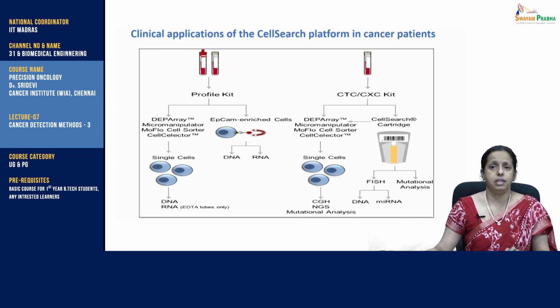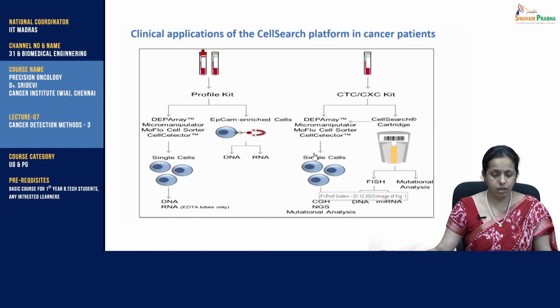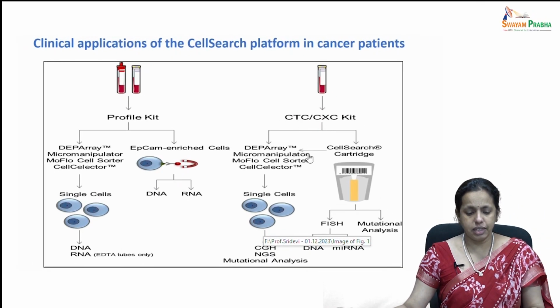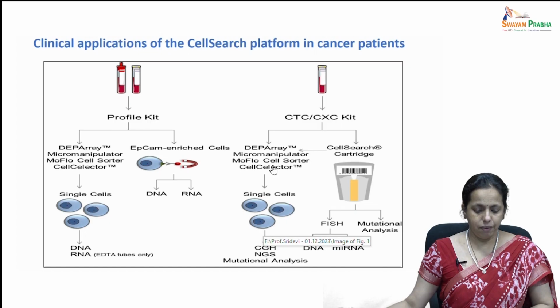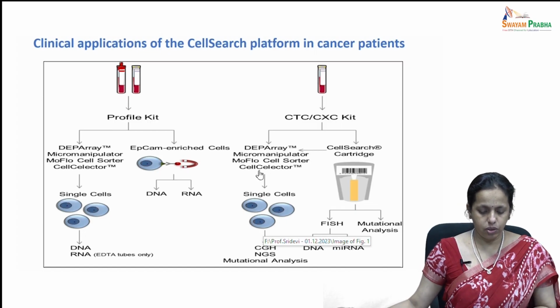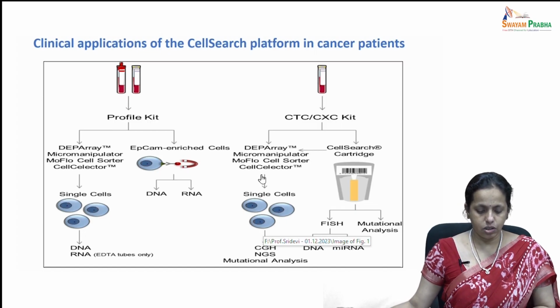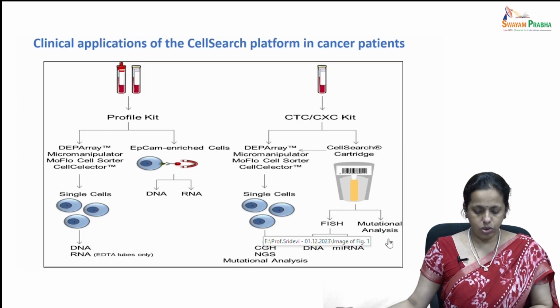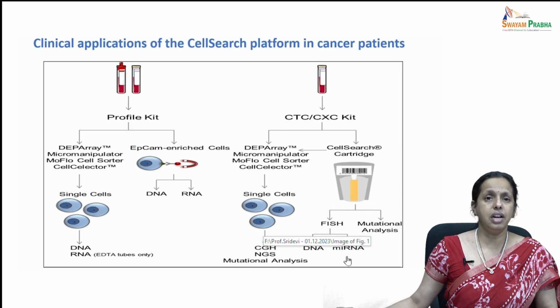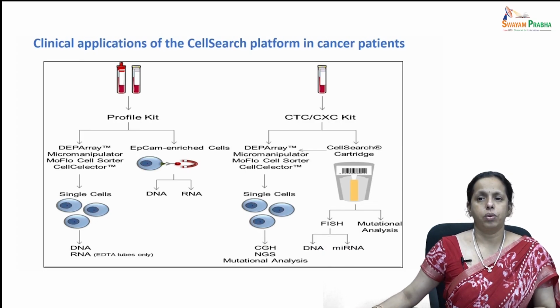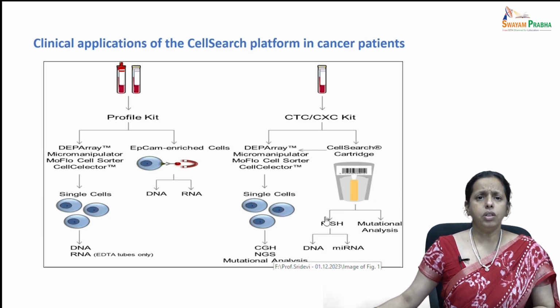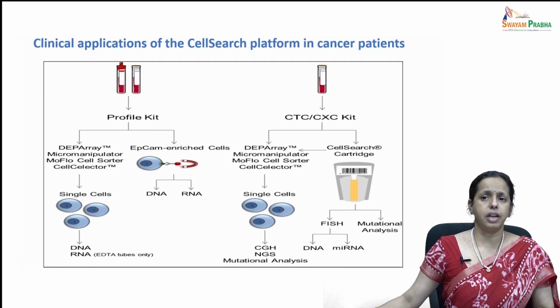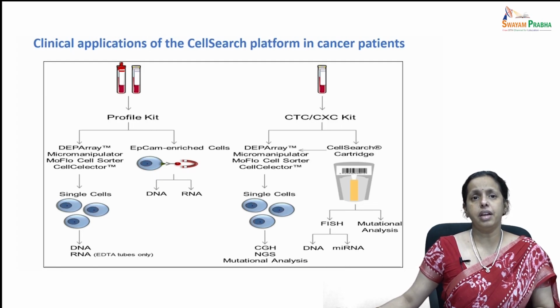of your CTCs. So here you have the CTC kit, the DEPArray, the micromanipulator, and the Morpho cell sorter, cell selector. So you can even go for your FISH here, and you can go for mutational analysis as I mentioned before. Sometimes, for low-expressing antigens, this mutational analysis can be used.